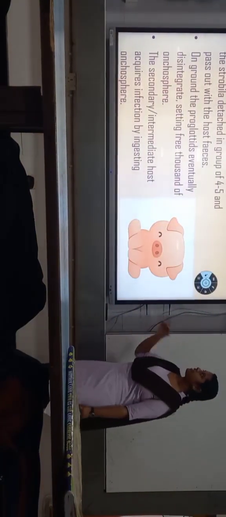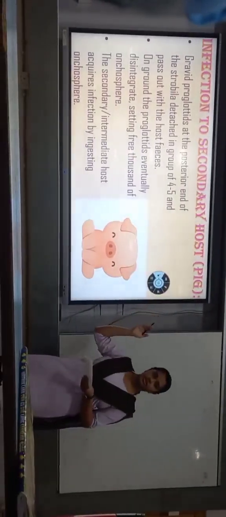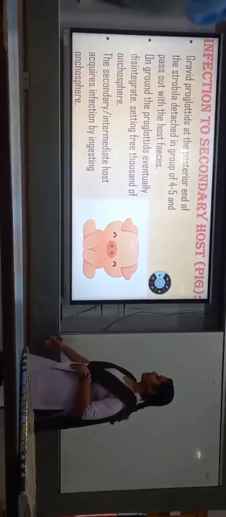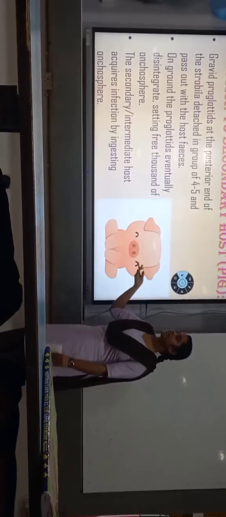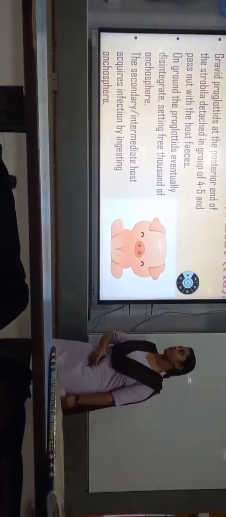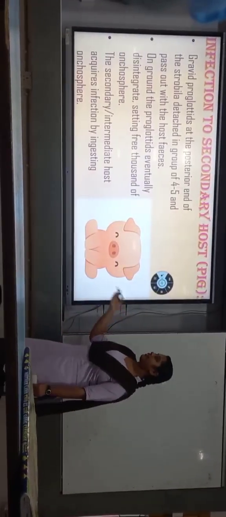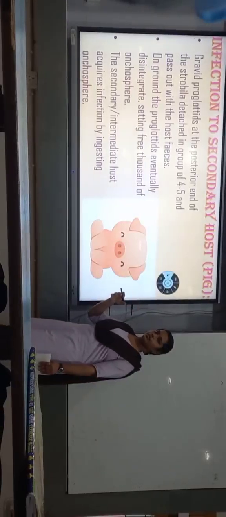Now the infection of the secondary host, which is the pig. Here gravid proglottids at the posterior end of the strobila are detached and form a group of 4 to 5, which passes out with the host's feces. On the ground, proglottids eventually disintegrate and suddenly free thousands of oncospheres. The secondary or intermediate host acquires the infection by ingesting the oncospheres.